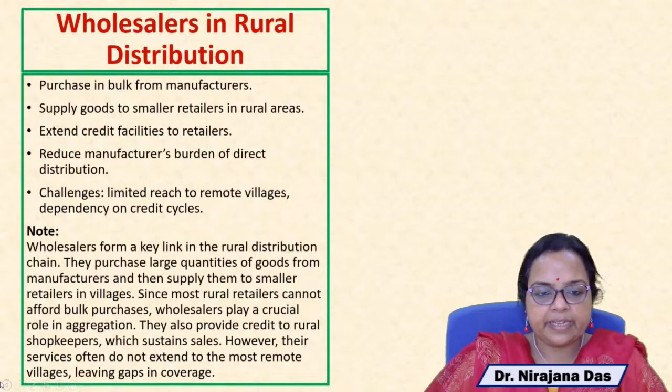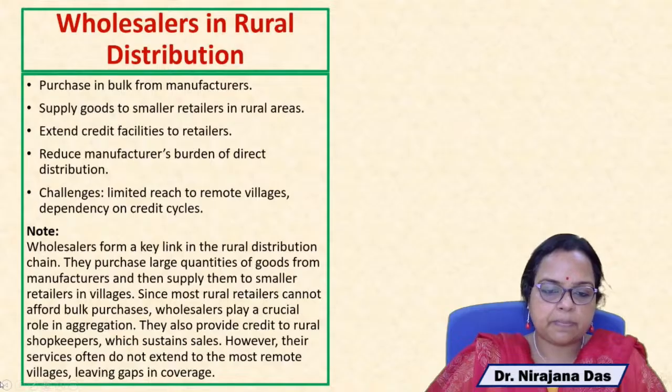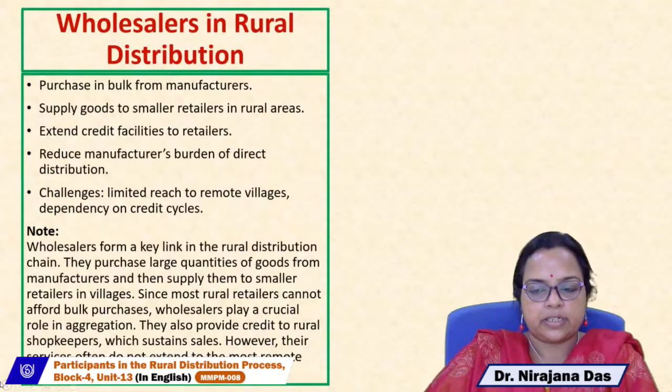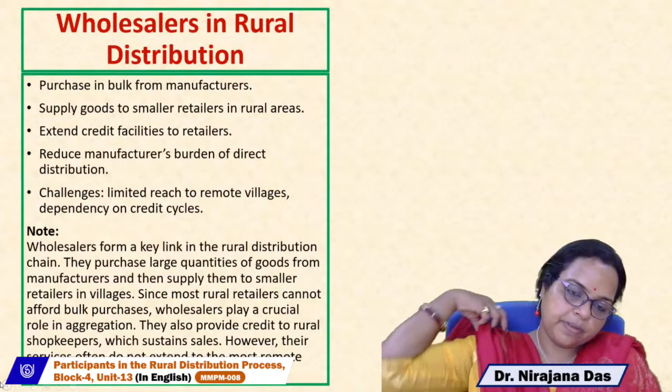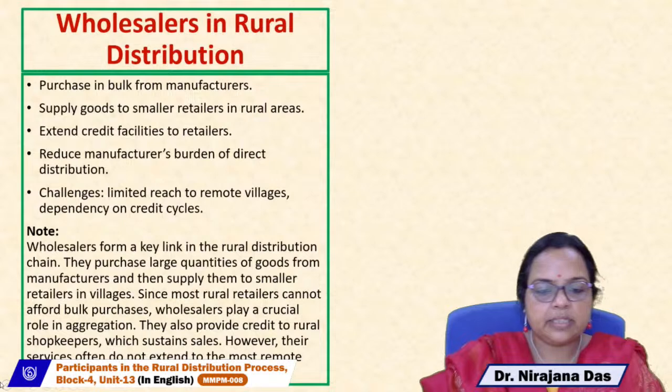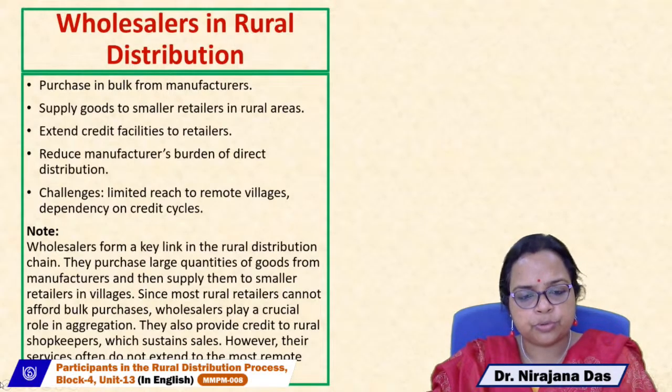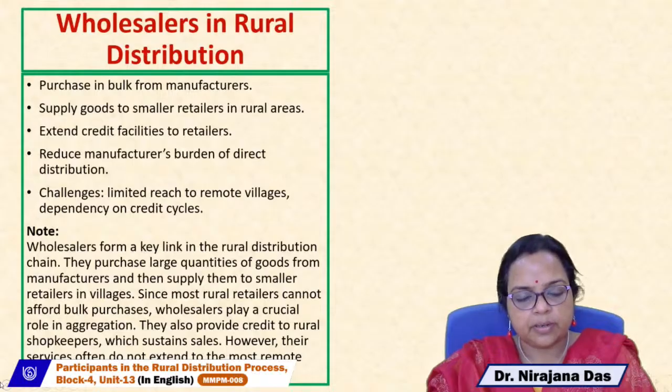Wholesalers form a key link in the rural distribution chain. They purchase large quantities of goods from the manufacturer and then supply them to the smaller retailers in the village. That is the role of the wholesaler. They usually purchase in large quantities, then distribute through their small chains to the local villages. Since most rural retailers cannot afford bulk purchases, wholesalers play a crucial role in aggregation.